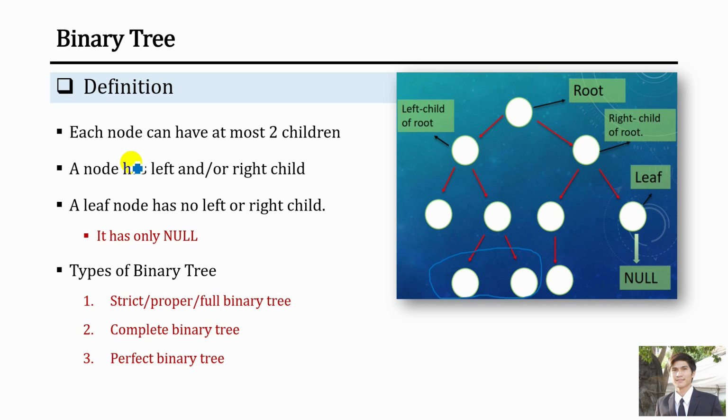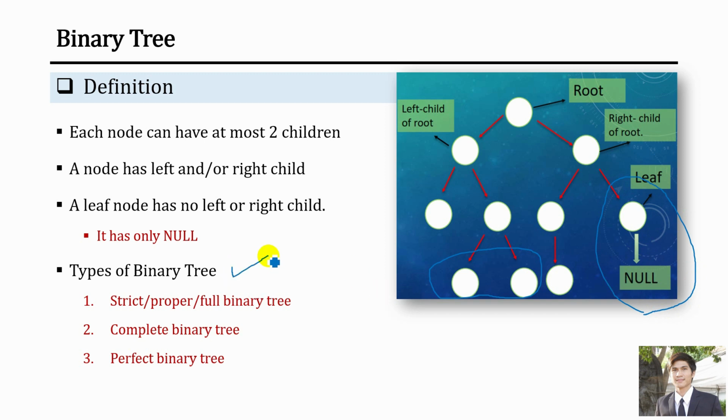And the leaf node has no left or right child because it is the leaf, right? The leaf has only nil because it connects to nil. As you can see in here, all other leaves also have a line. Actually, when you implement it, it connects to a nil. Just like if we implement a linked list, the tail is connected to nil, right?